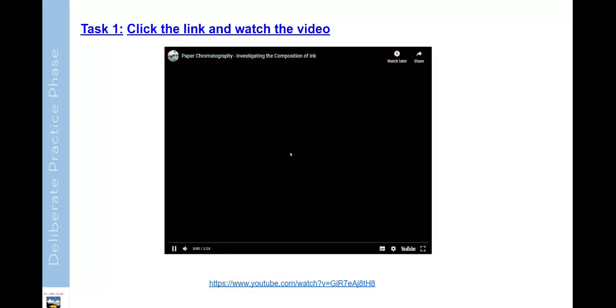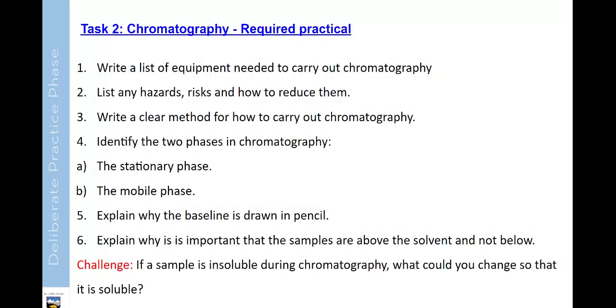Okay, moving on. So task 2. Because chromatography is a required practical, I'd like you to complete the following tasks. Write a list of equipment, list any hazards, risks, and how to reduce them. Write a clear method. Now remember, a method should be clear, broken down into clear steps, so either bullet points or numbers. And then number 4, identify the 2 stages.